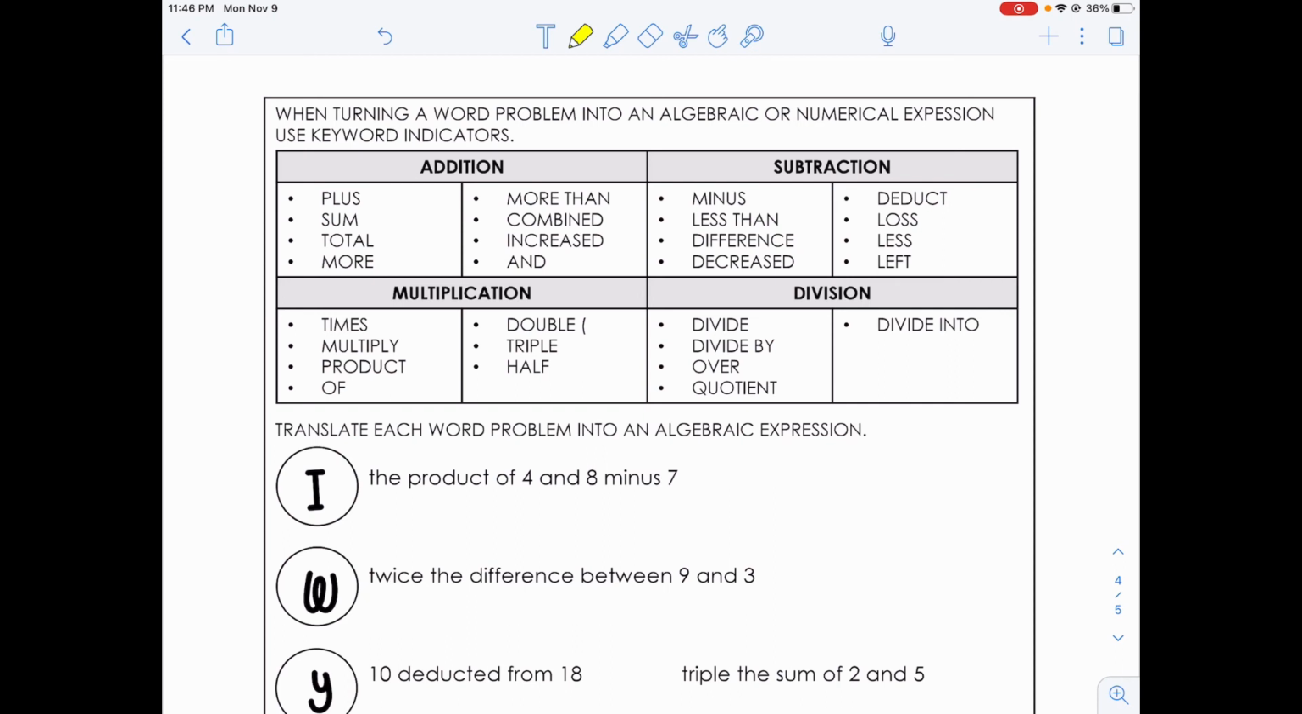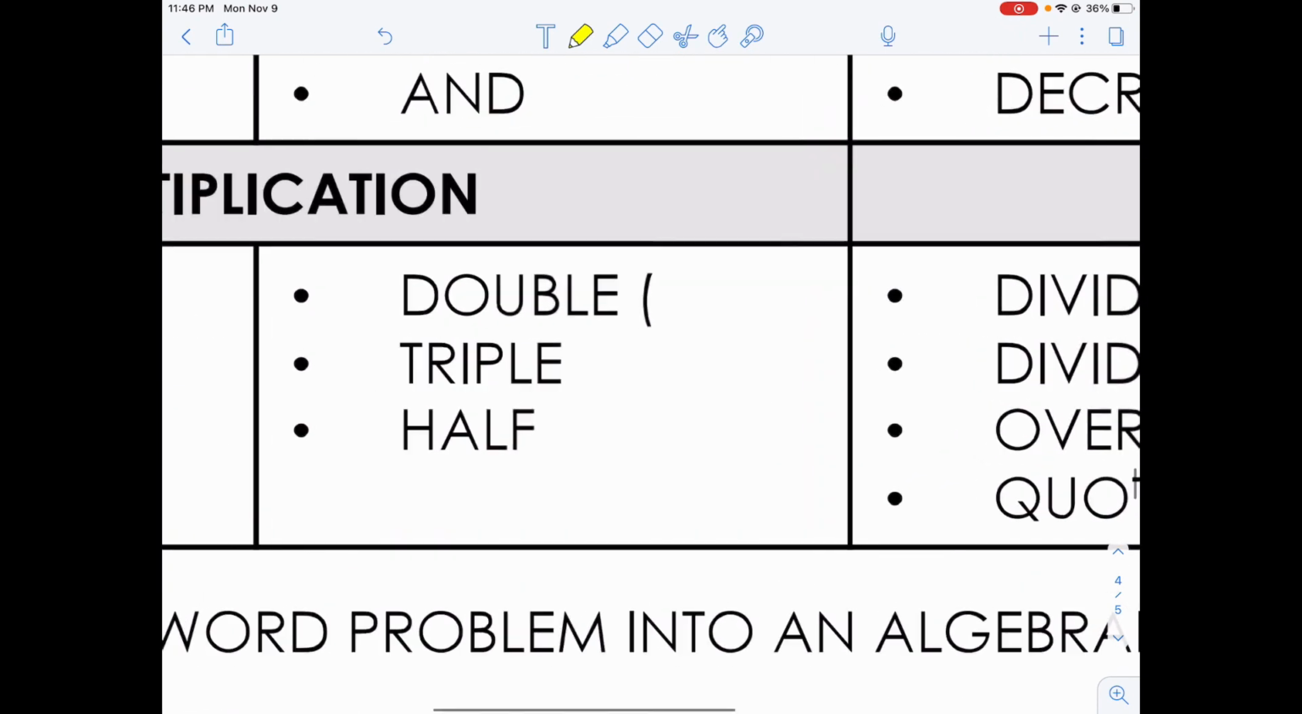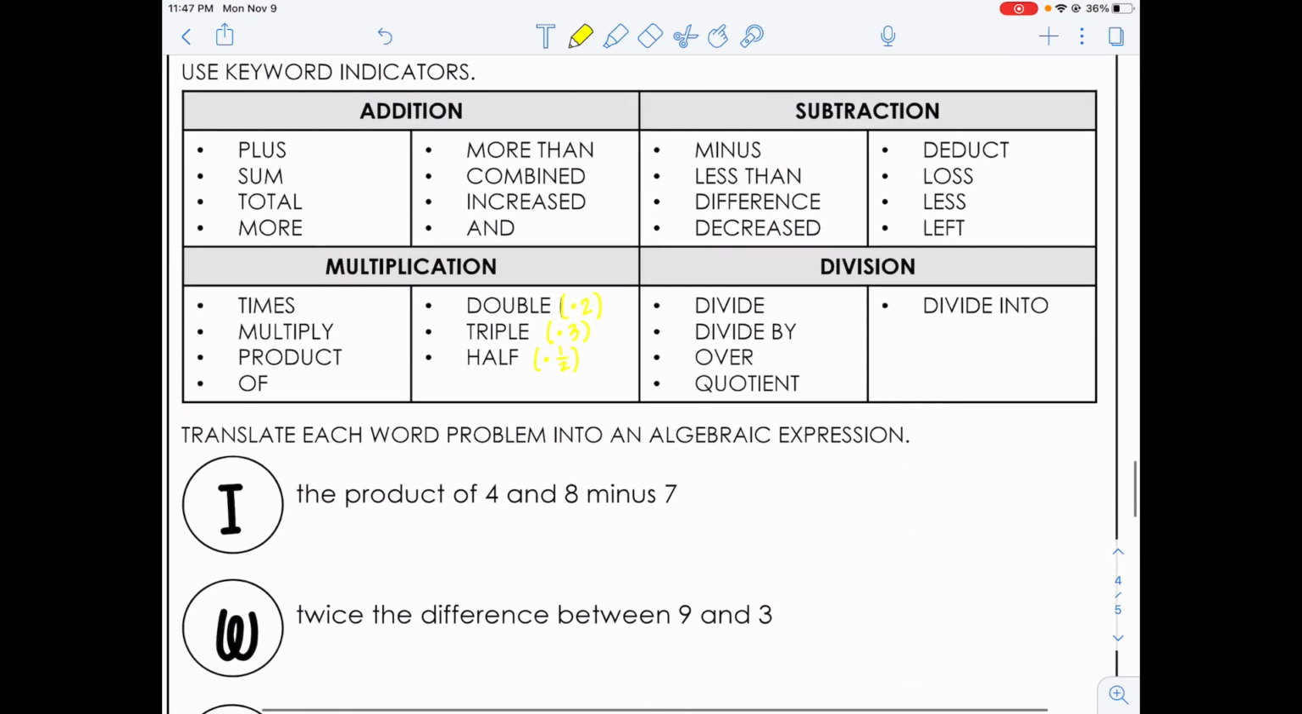Multiplication words: times, multiply, product. The word of means to multiply. There are words that when you read them, they specifically tell you what to multiply by. So, if you see the word double, that specifically means that you are multiplying by 2. If you see the word triple, that means you are specifically multiplying by 3. And if you see half, that means that you are specifically multiplying by the fraction 1/2. Words that mean division: divide, divided by, over, quotient, divided into.